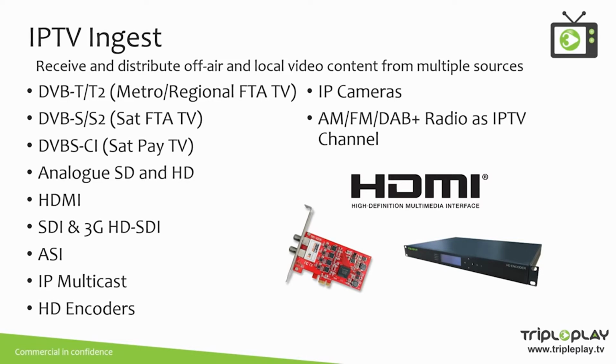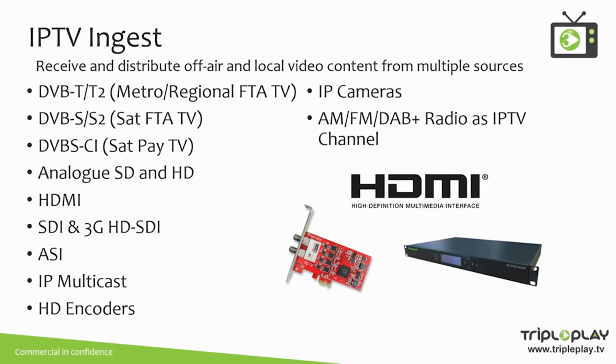Also HD encoders. Tripleplay, down on the bottom right of this slide, you can see an HD encoder there. Tripleplay have a low latency H.264 dual HD encoder. So if you need to take a source somewhere in your environment and get that onto the network as a multicast video feed, then we have that encoder option available too. And finally, IP cameras and AM/FM radio as IPTV channels there too.